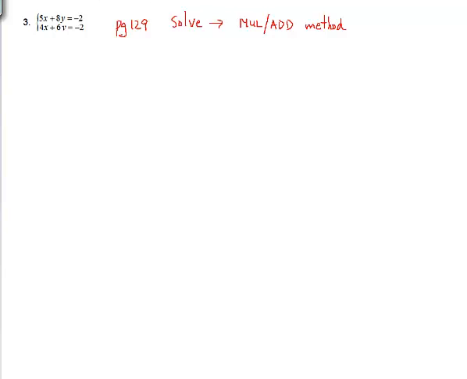The first thing we're going to look at is eliminating, let's say, the x's. Well, they're both positive, so I'd have to multiply the top equation by a positive and the bottom by a negative, or the top by a negative and the bottom equation by a positive. And I want the same coefficient in front of the x. So if I multiply the top equation by 4, I would have to pick negative 5 for the bottom equation. Now what does that do? Well, let's have a look.